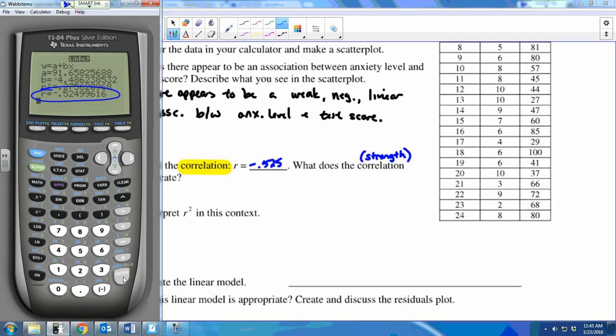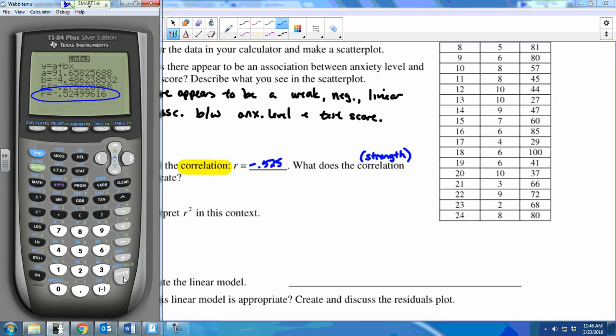Any questions about correlation? Everyone good on their calculators? Things I still need to fix. Nope, that's fine. We're going to do that in a second.